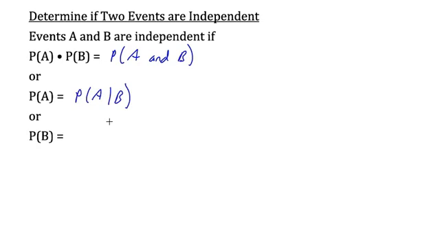And if we think about that for a moment, that makes a lot of sense. Because if the probability of A equals the probability of A given B, that means B had no effect on A. Or we can tell that two events are independent if the probability of B equals the probability of B given A, because A happened and had no effect on B.